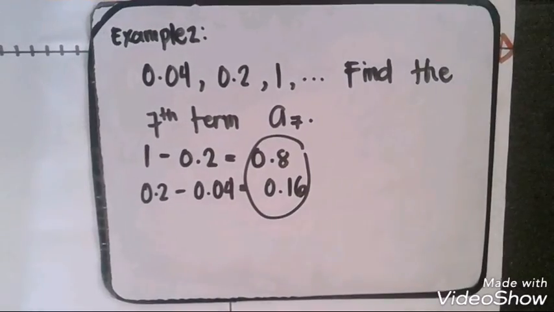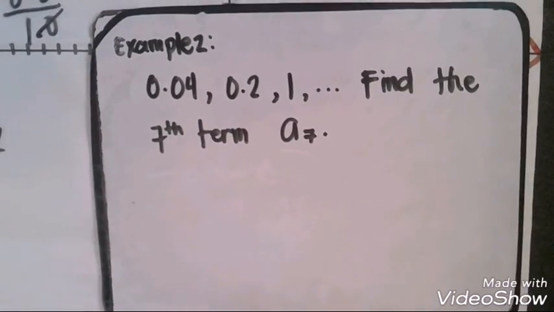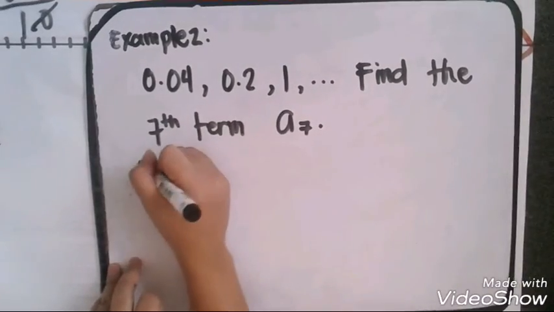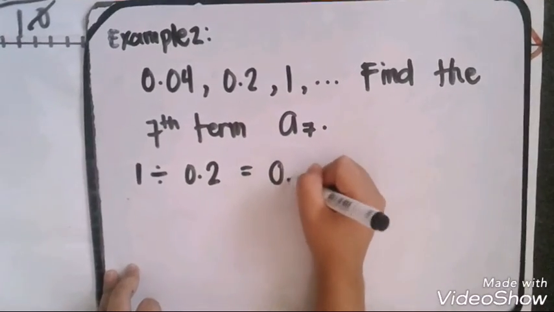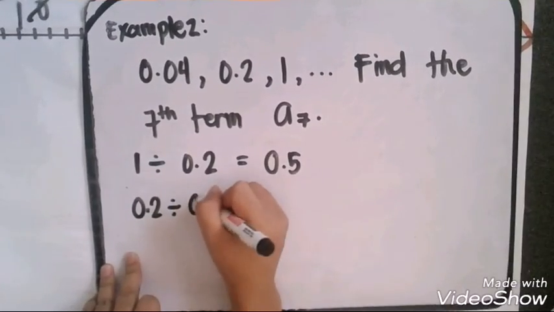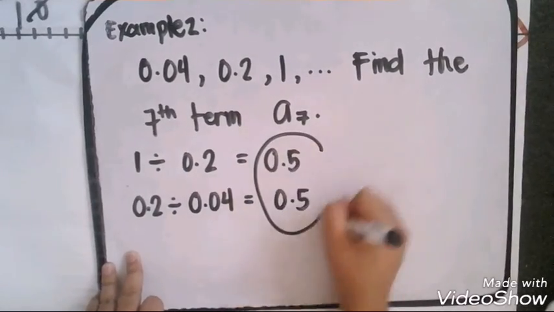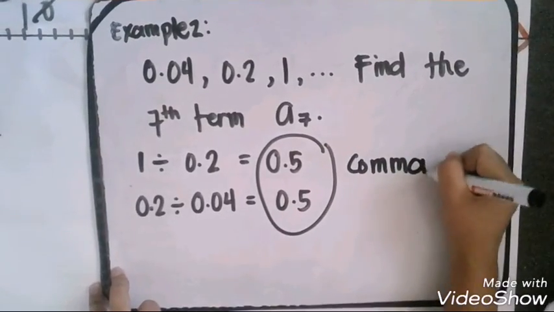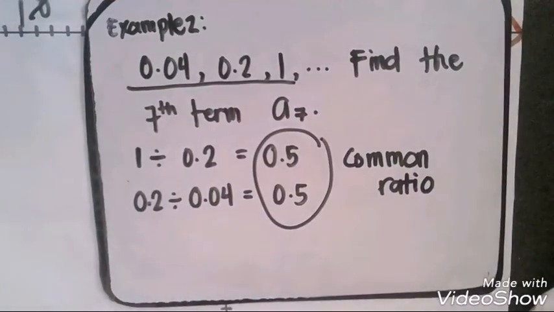So let's try finding the common ratio. Let's try dividing any term by its preceding term. So 1 divided by 0.2 is equal to 5. 0.2 divided by 0.04 is equal to 5. So we can see that this is the common ratio. And because we have the common ratio, this sequence is a geometric sequence.